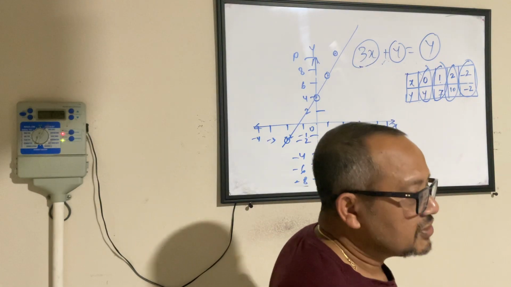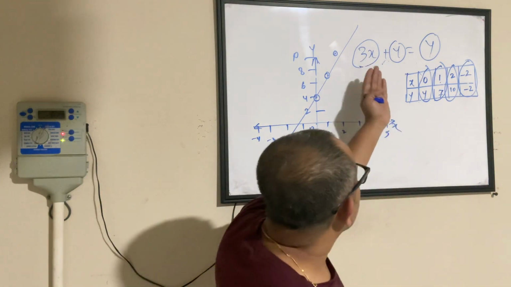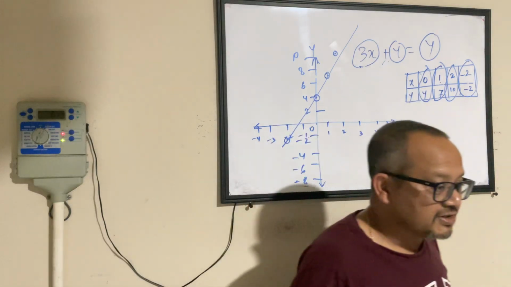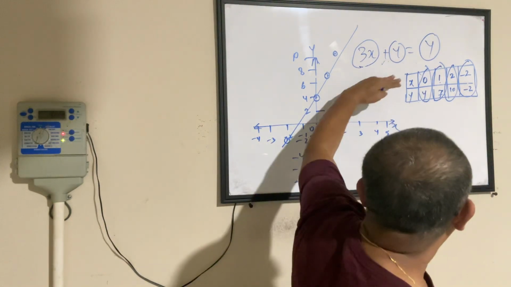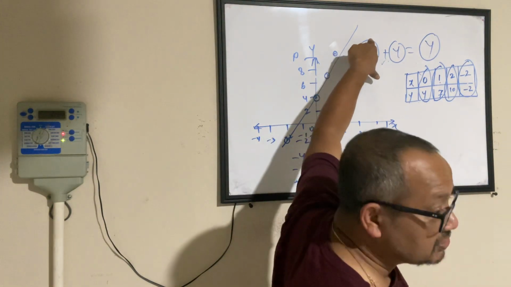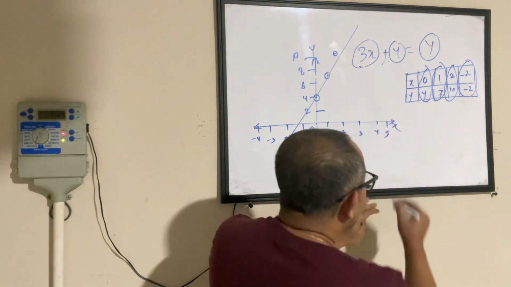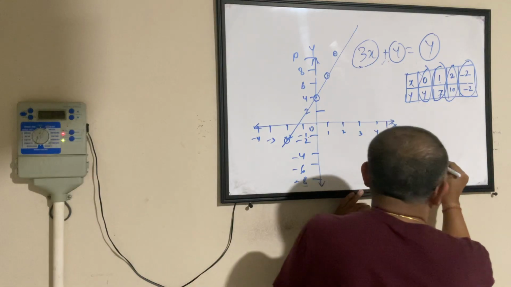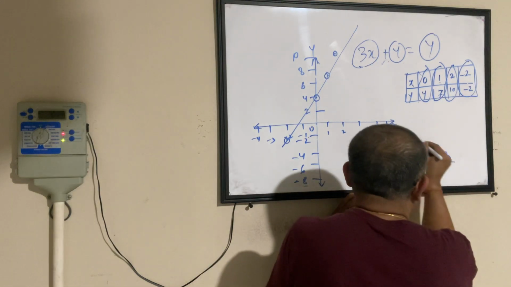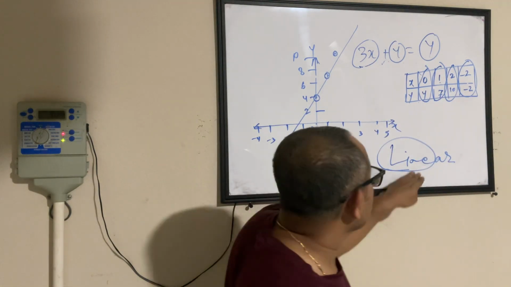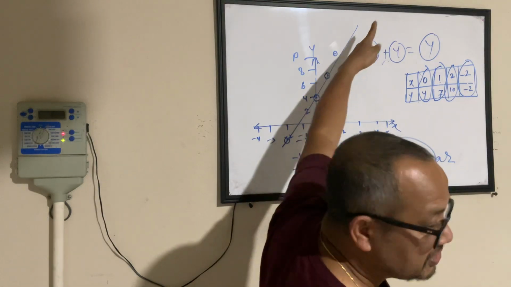That is why an equation like this is called a linear equation, meaning an equation which has a maximum power of x as 1. It is called linear because, as I always say, linear has a line in it. A linear equation will make a line. That's what you see on the board.